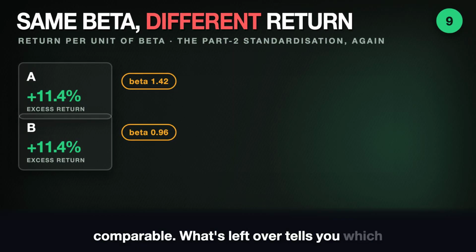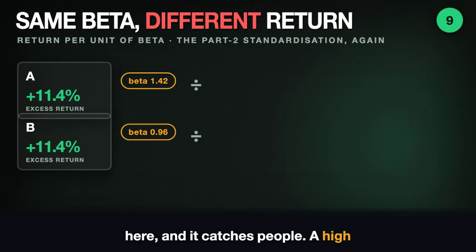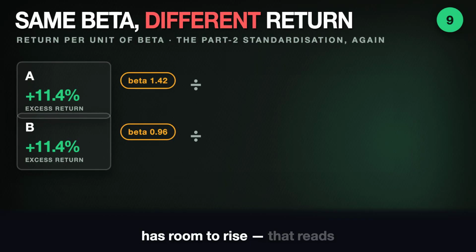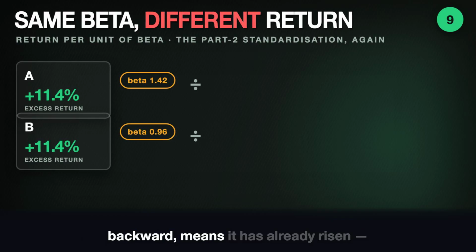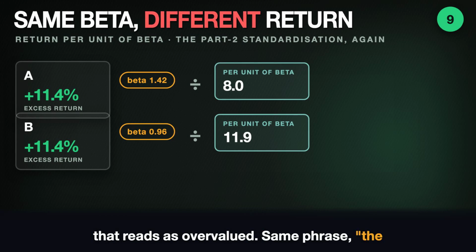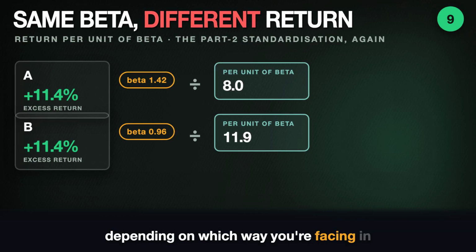What's left over tells you which one has run further than it should have. There's a trap in the direction here, and it catches people. A high expected return, looking forward, means the stock has room to rise. That reads as undervalued. A high realized return looking backward means it has already risen. That reads as overvalued. Same phrase. The return is high, and the conclusion flips depending on which way you're facing in time.